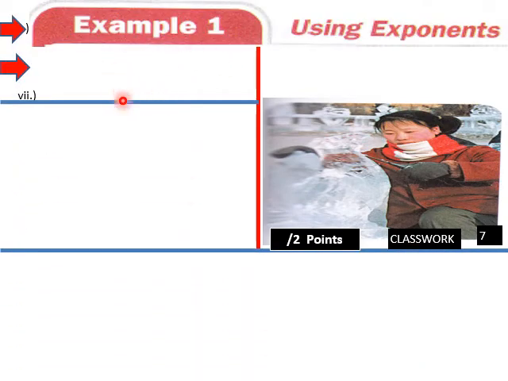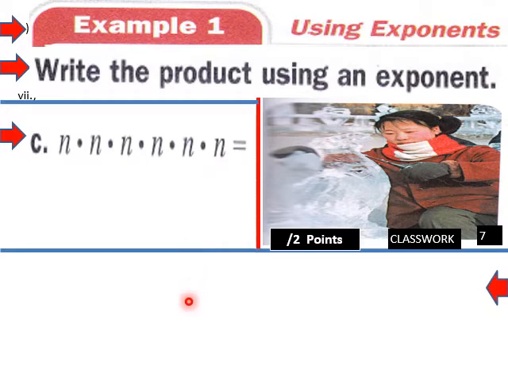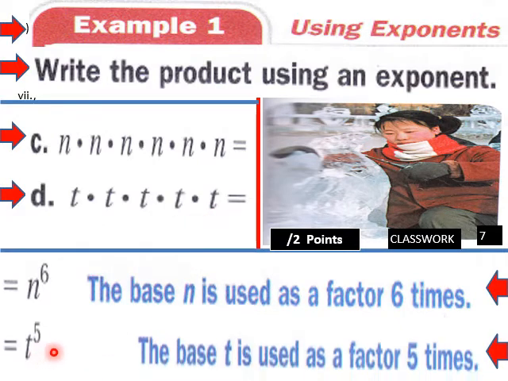Extending out here for example 1, write the product using an exponent. So we have n, n, n, n, n, n, n, n. I will rewrite that as an exponent. N to the 6th, the base n is used as a factor 6 times. And then t, t, t, t, t, and t. That would be t to the 5th. The base t, this would be your base, is used as a factor 5 times.